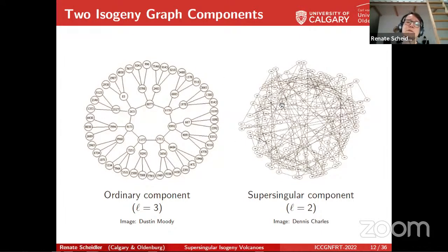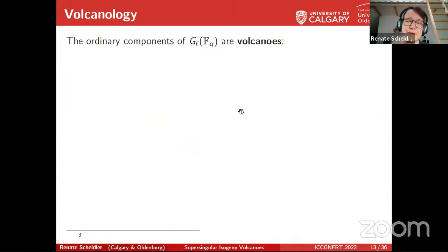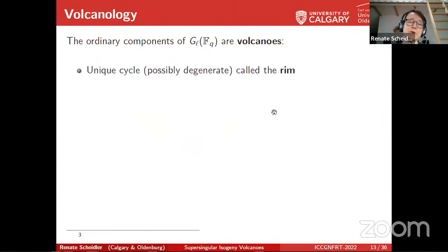So let's first talk about these volcanoes. So let's do some volcanology. What do I mean by a volcano? A volcano is first of all a graph that has a unique cycle. And that's the rim of the volcano. The cycle could be degenerate. It could be just one vertex or maybe one edge. So it may not be a real cycle, but oftentimes it's a real cycle.